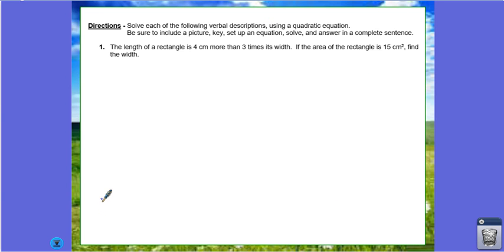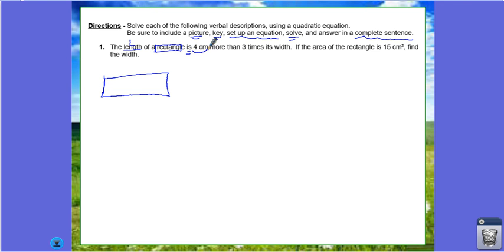Let's move on to problem 2. The instructions remind you that you should solve by making sure you have a picture or a key. You have to set up an equation, solve it, and then answer in a complete sentence. So here we have the length of a rectangle. So the first thing I do is draw a rectangle.